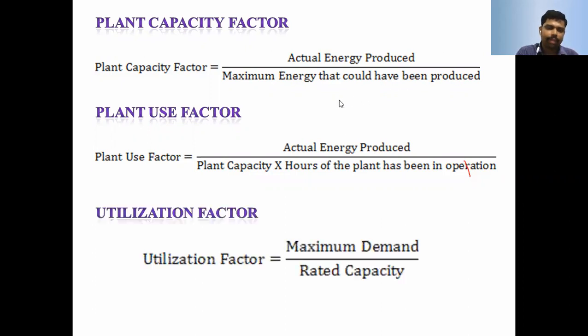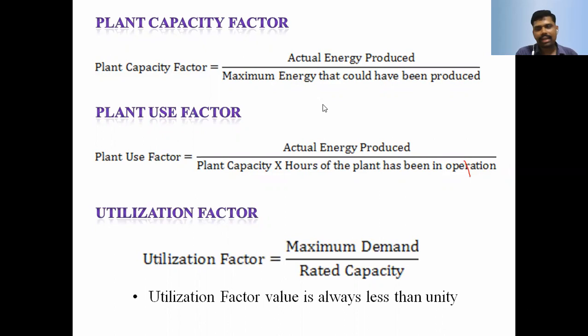And utilization factor. The utilization factor is defined as the ratio of maximum demand to the rated capacity. But the utilization factor is always less than unity. Why is the value less than unity? That is the maximum demand in the particular power plant. How much is the maximum demand? 450 megawatt. What is the rated capacity? That is the power generation capacity, 480.